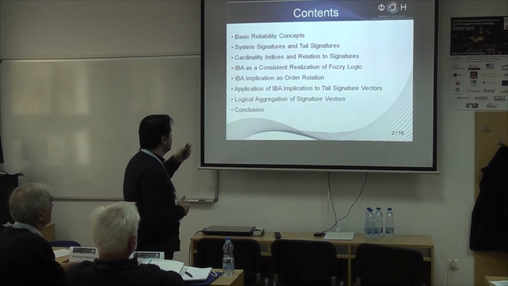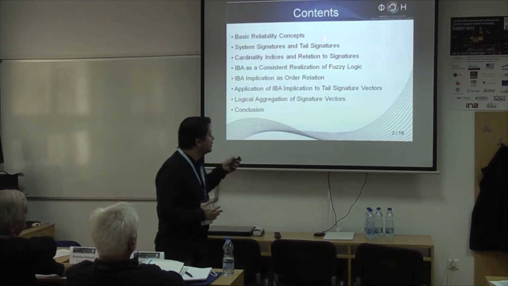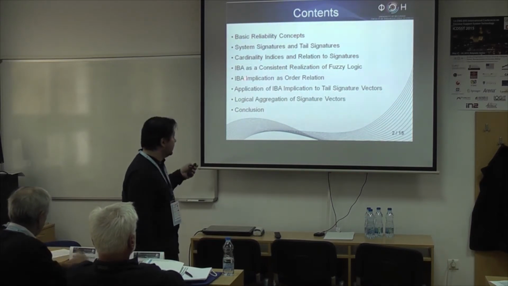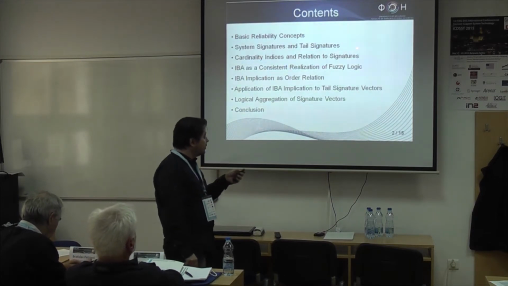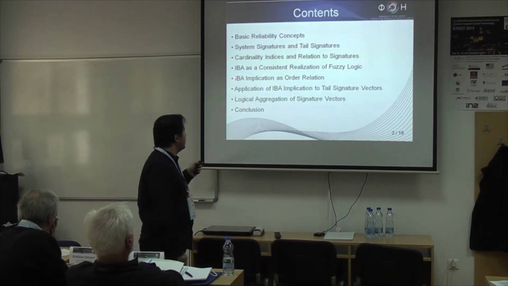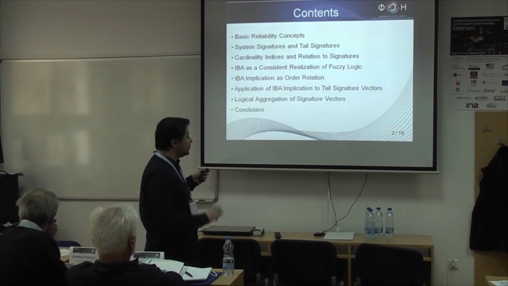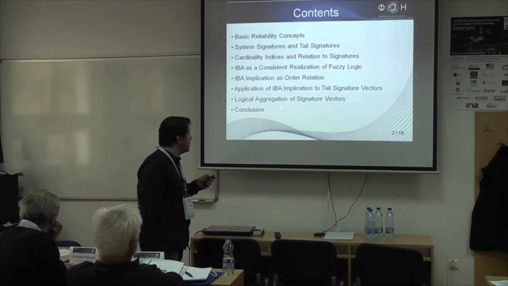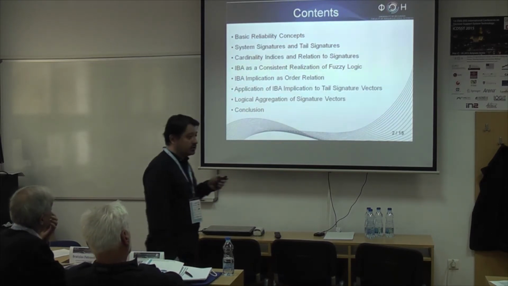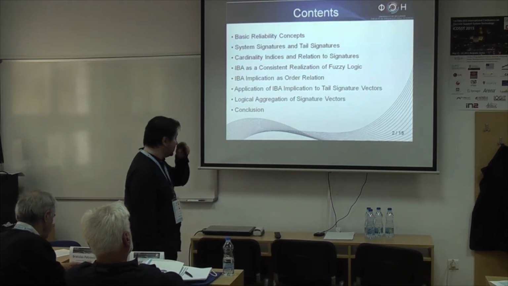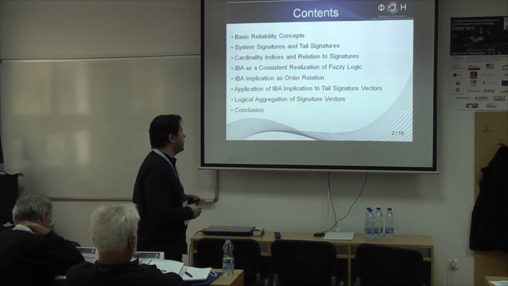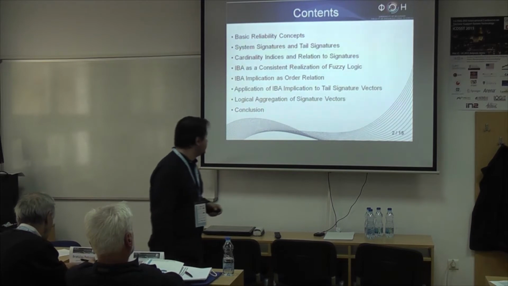Then we are going to discuss the concept of system signatures and tail signatures. And we are going to introduce cardinality indices, and discuss their relation to the signatures of the system. The next part is interpolative Boolean algebra, which Pavel and Alexander already talked about, and we are going to introduce an order relation in interpolative Boolean algebra and its application to rank the systems based on their tail signature values.